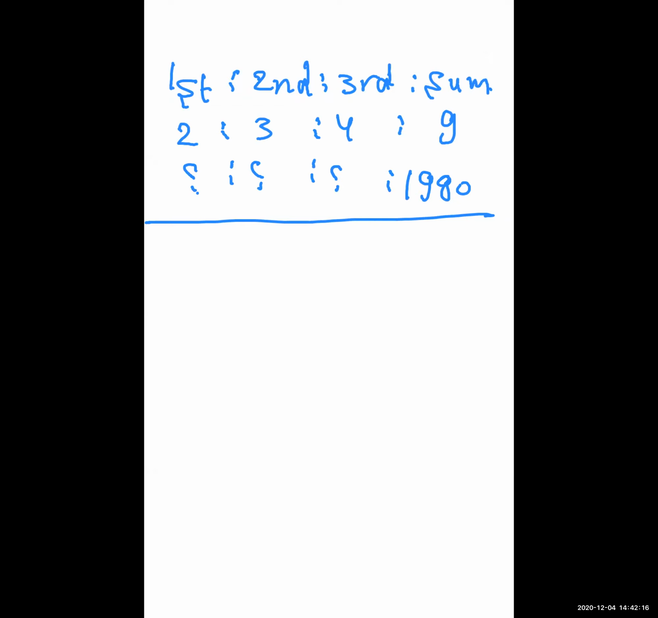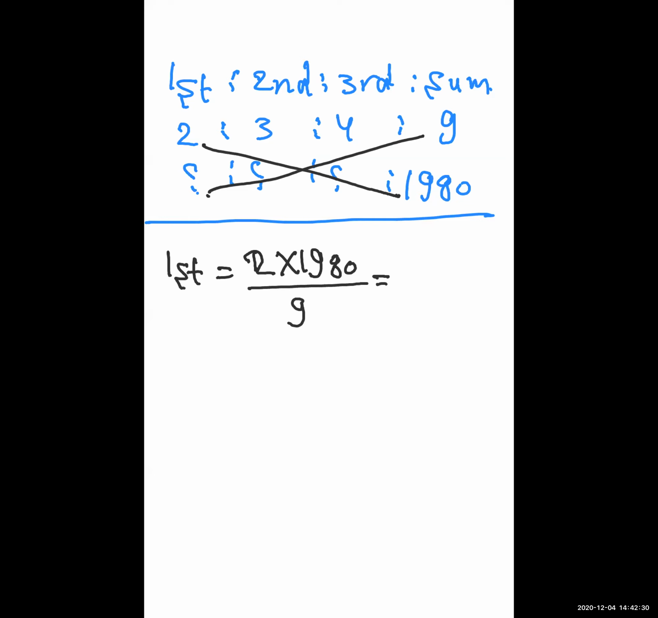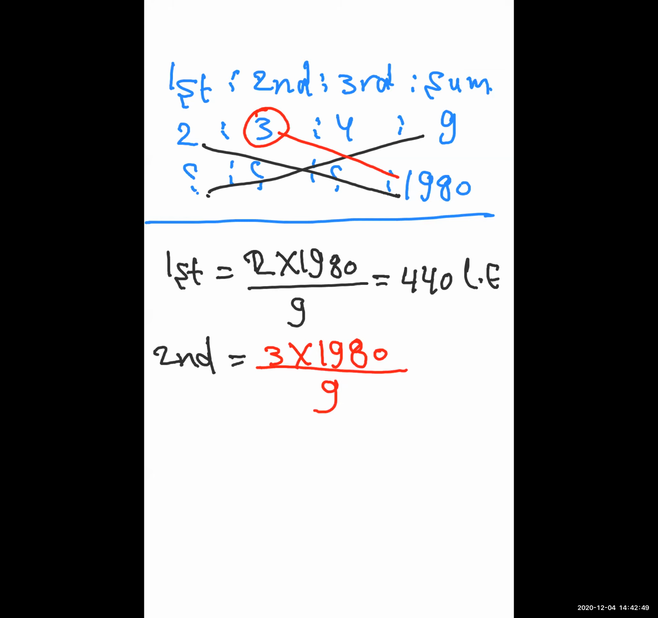So the first one will equal 2 times 1,980 divided by 9. So the profit for the first person is 440 pounds. Then the second, also using cross multiplication, is 3. So 3 times 1,980 and then divided by 9. Okay. So it will equal 660 pounds.